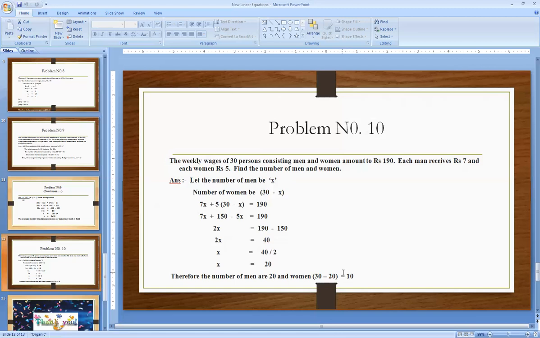So this is how we have to calculate when sentence-type questions are given, and how to bring them back in the form of an equation. So this is how to calculate with the help of sentences.